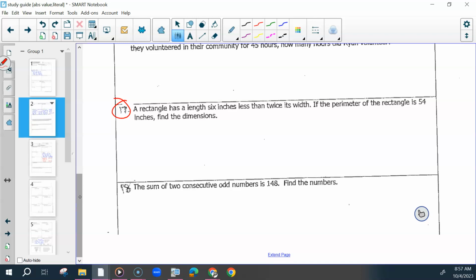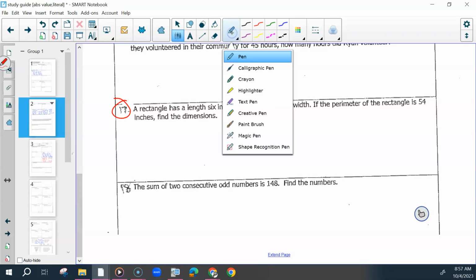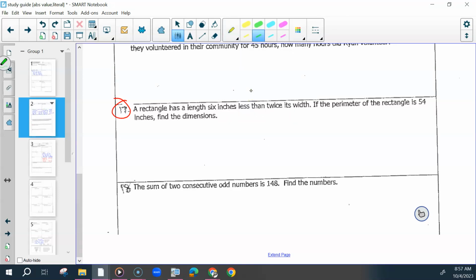Okay, so let's read first. A rectangle has a length 6 inches less than twice its width. If the perimeter of the rectangle is 54 inches, find the dimensions. What's important in this one? What is that talking about? What is 6 inches less than twice its width? What specifically? And then what else is important? The perimeter is 54 inches. And then we have to find the dimensions.